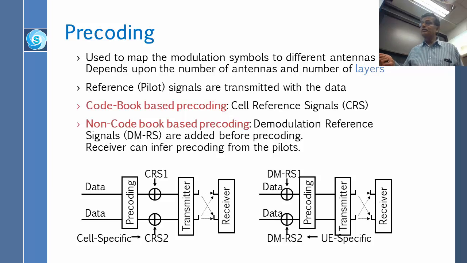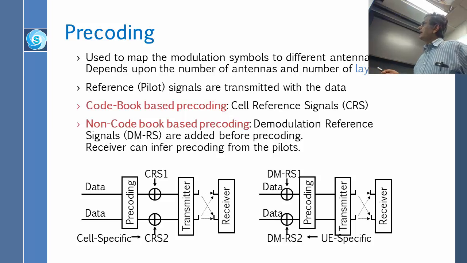Anyway, there are two kinds of CRS: codebook based and non-codebook based. Codebook based means there is a formula. Non-codebook based means the modulation reference signals are added before precoding, and the receiver can infer precoding from the pilots. So this one basically comes from the pilot, non-codebook, and codebook means there is somewhere a table. There is a table that is called codebook.